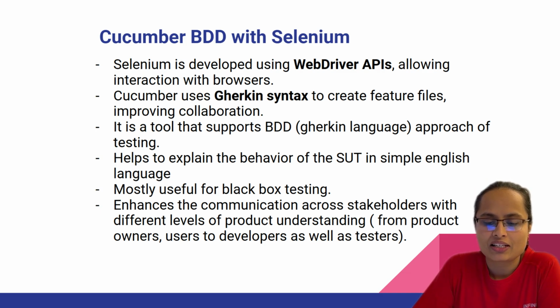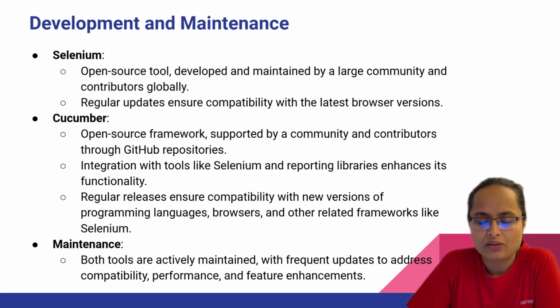The type of testing it supports is mostly black box testing because this tool focuses on functionality of the application without needing knowledge of the internal workings. Talking about development and maintenance, both Cucumber and Selenium are open source tools developed and maintained by an active global community with frequent releases.